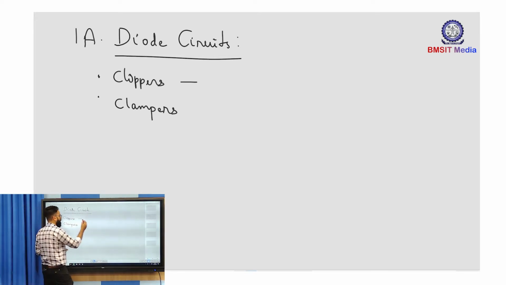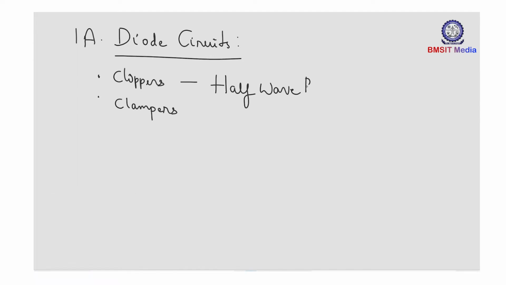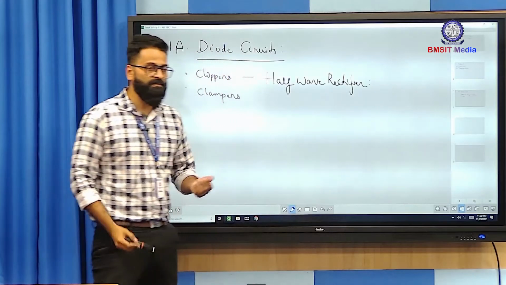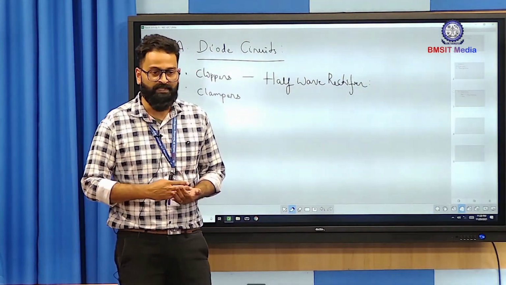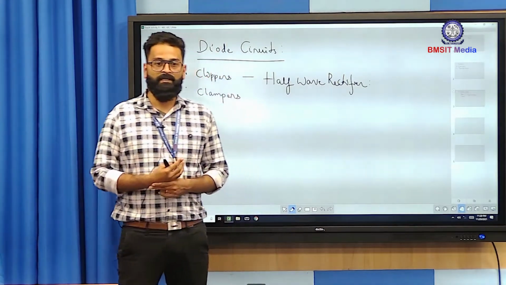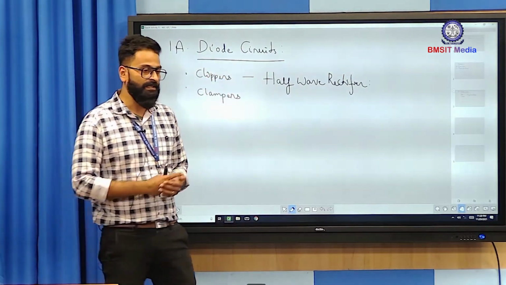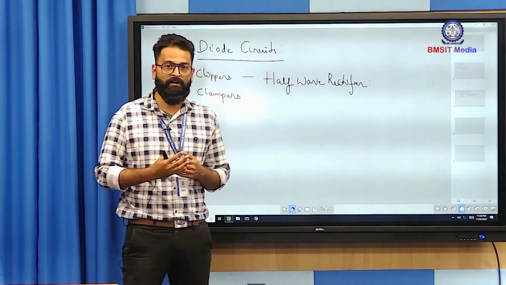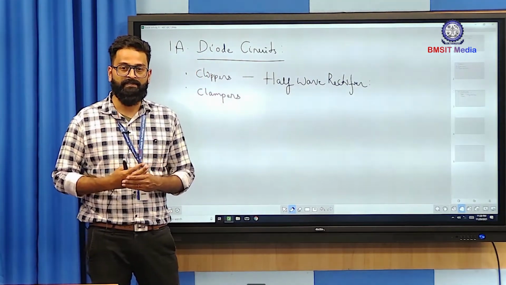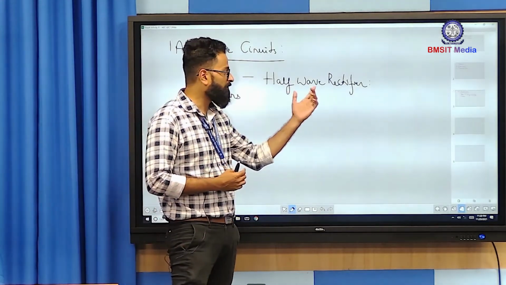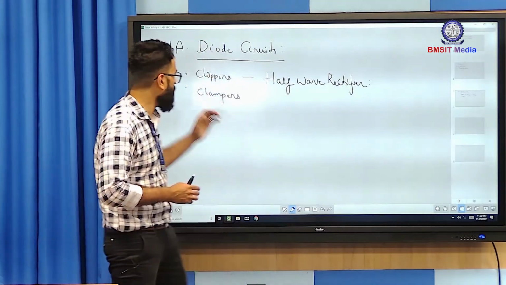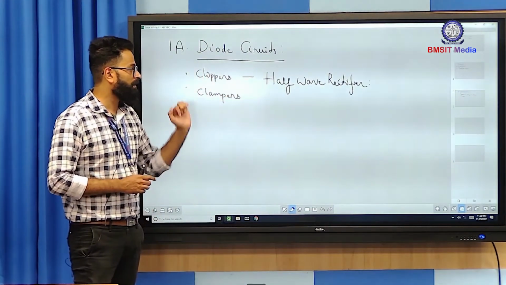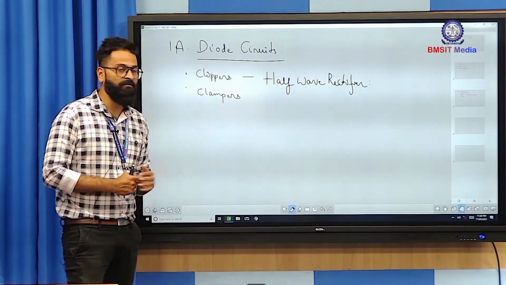For example, you can think of a half wave rectifier. In case of a half wave rectifier, the rectifier will allow the positive half cycle of the input to flow through the diode. On the other hand, the rectifier will block the negative half cycle of the input waveform. So basically, the half wave rectifier removes the negative half cycle of the input waveform. A half wave rectifier is an example of a clipper.